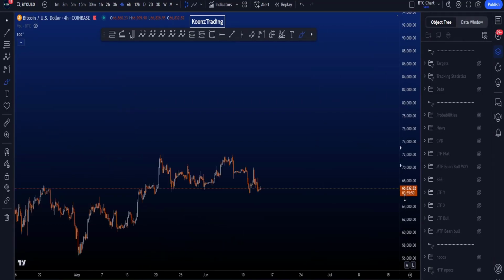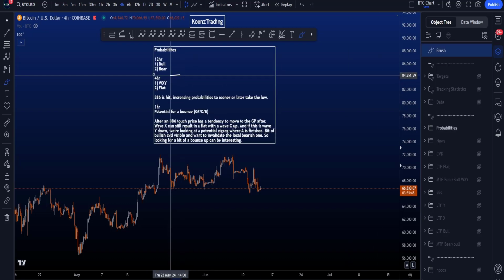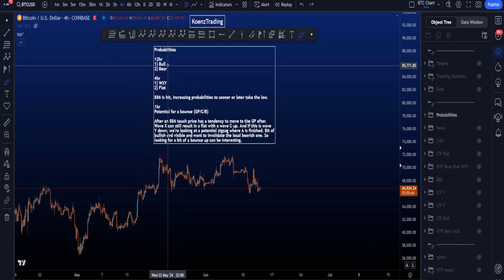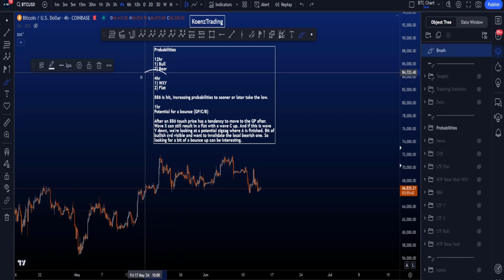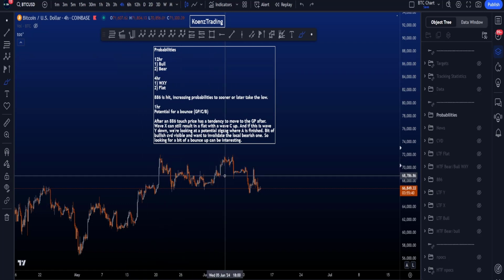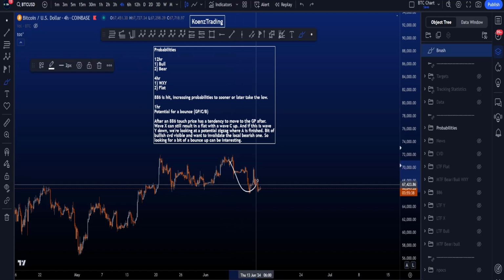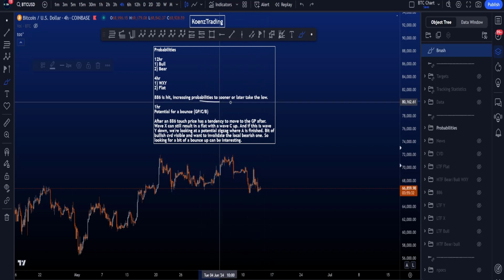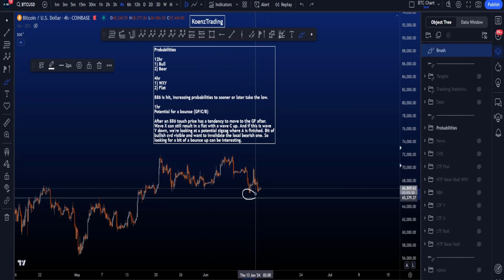And if we then look at the probabilities of the different scenarios, then on the 12-hour time frame, the probabilities are higher for the bullish scenario, which is the impulse, compared to the bearish WXY. On the 4-hour time frame, a WXY has a higher probability compared to a flat structure. Also, the 886 here locally is hit, increasing probabilities to sooner or later take out the low.